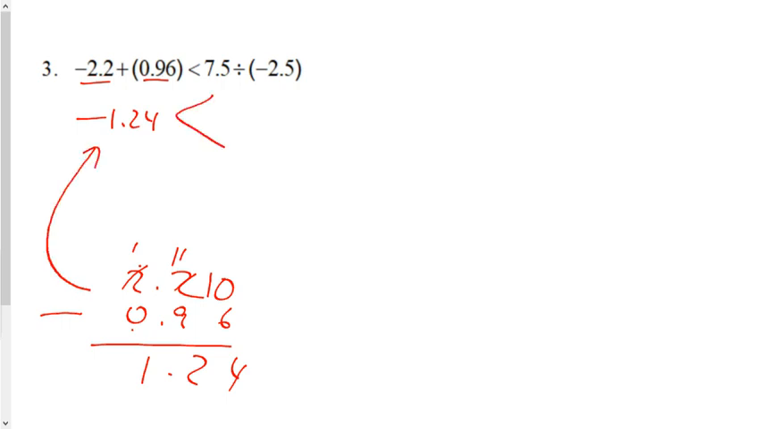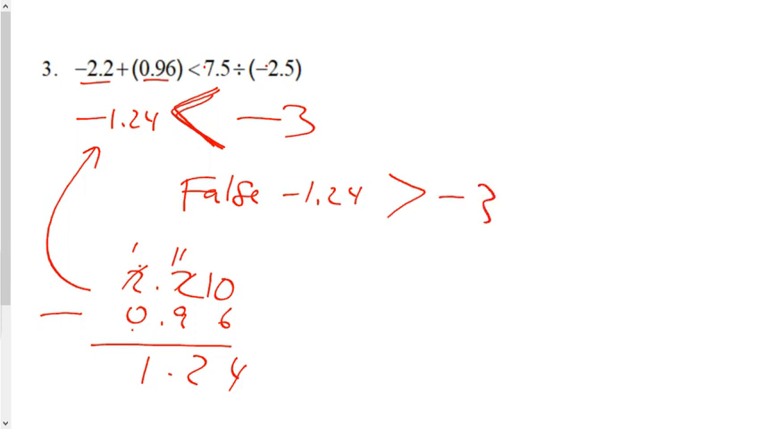Is less than, you have $7.50 divided into piles of $2.50. How many piles can you make? 3. Will they be positive or negative? They will be negative because a positive divided by a negative is a negative. So therefore, is negative 1.24 less than negative 3? No, it's greater. So therefore, your answer is false. Negative 1.24 is greater than negative 3 because it is closer to 0.